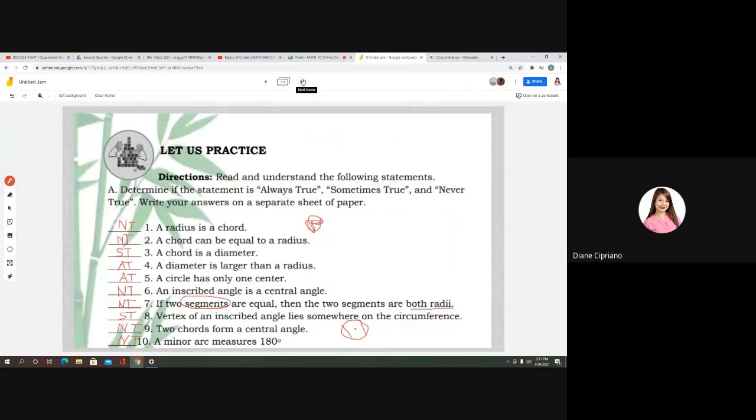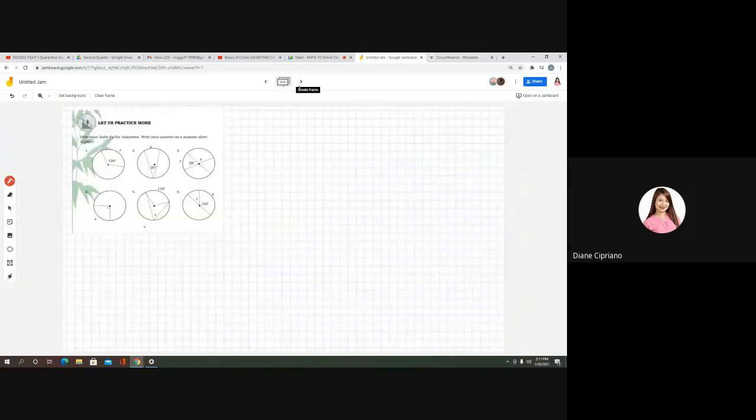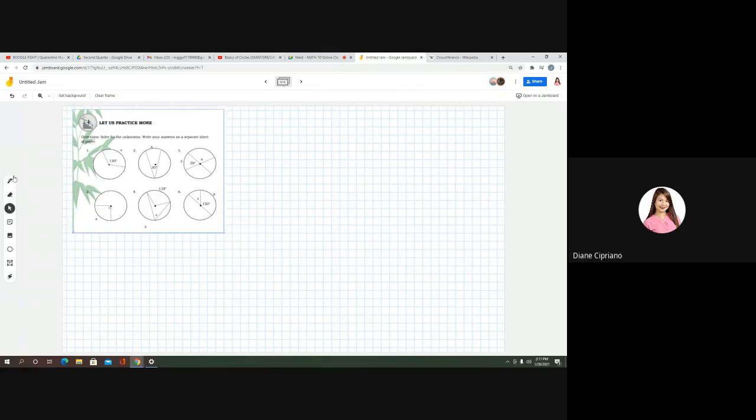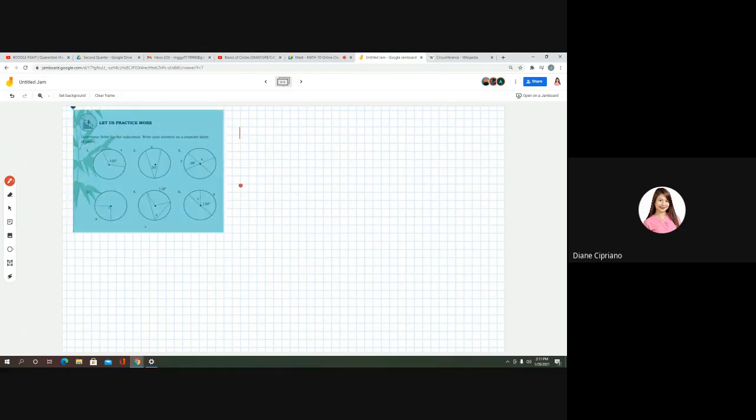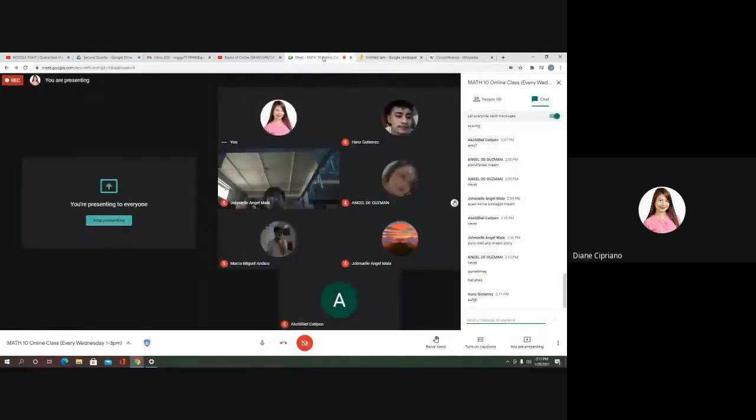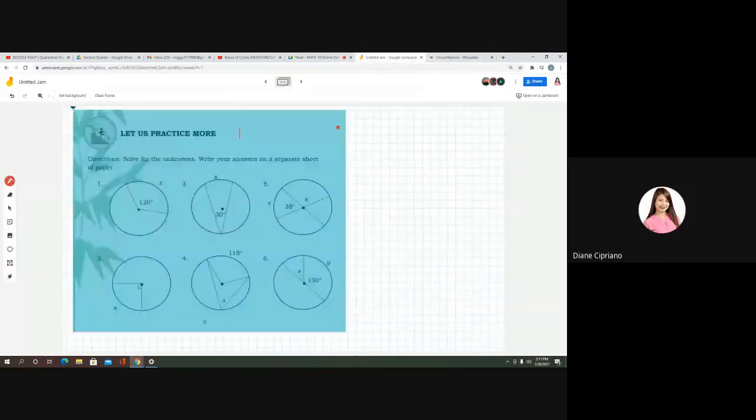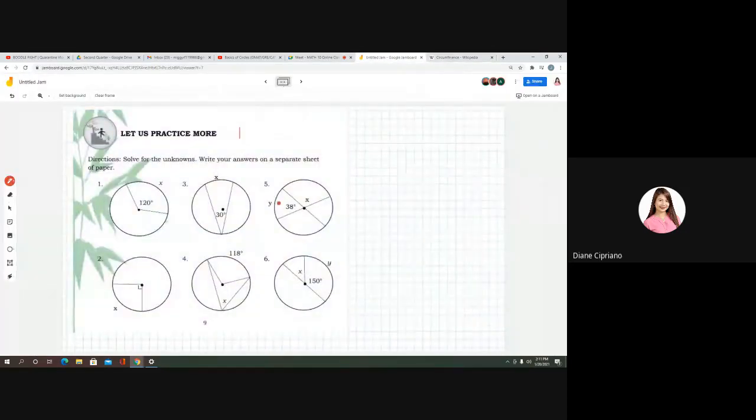Next, for our last one, we should answer and solve for the unknowns. For number 1, kahit ano lang, without computation, masasagot nyo to eh. Number 1, what is the answer? Sino yung nagtaas? 140. We're looking for the value of x, nak.